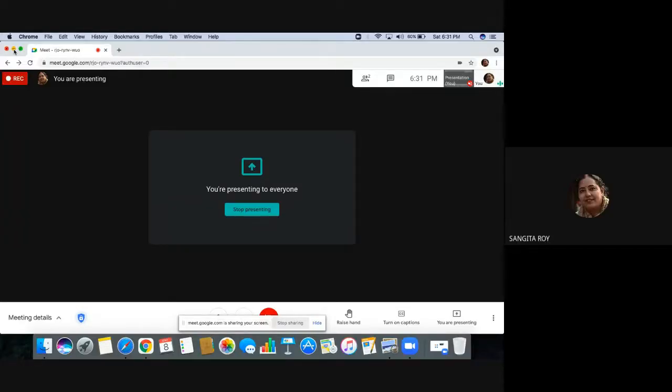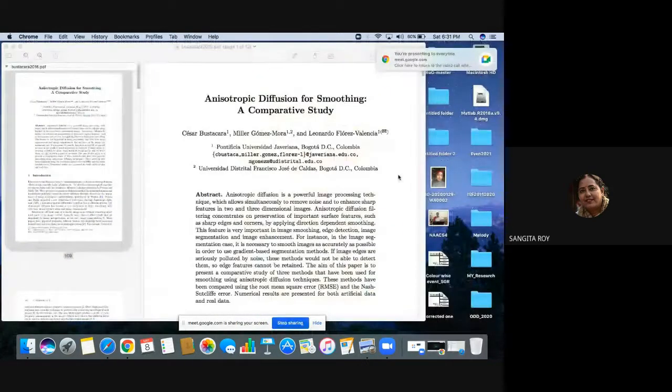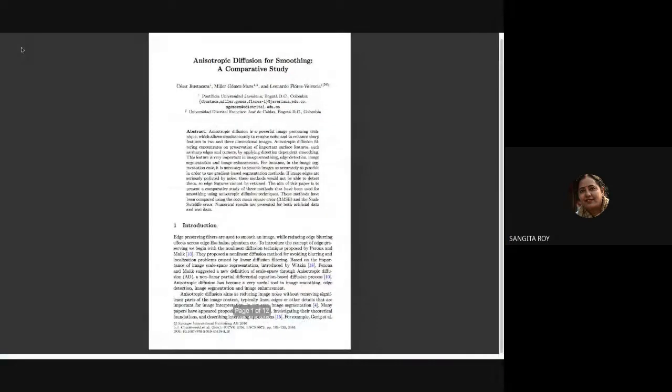Hello, welcome back. It is a lecture session of different image processing applications. Today we will discuss one important part of image processing as well as computer vision. Today we will discuss a topic that is anisotropic diffusion for image smoothing.